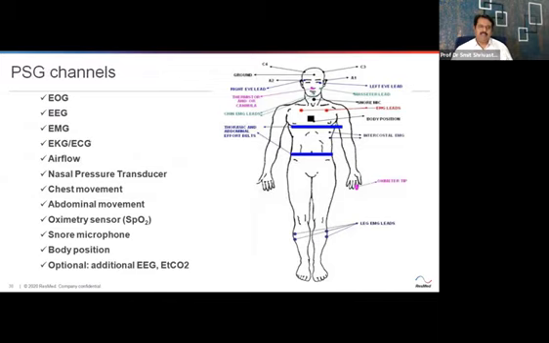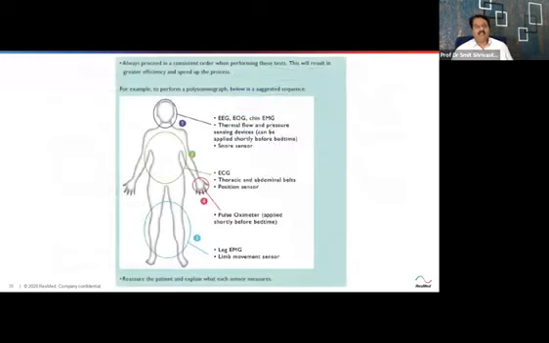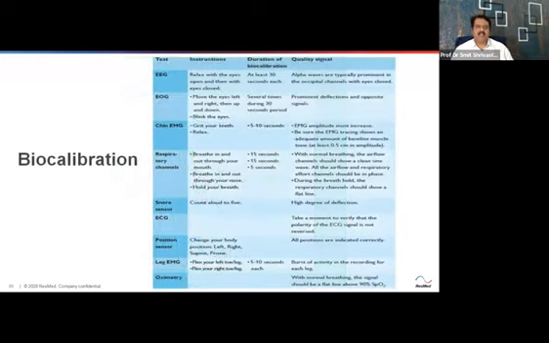The polysomnograph has, from tip to toe, movement of the eyes, EEGs, EMGs, ECGs, air flows, nasal pressure transducers, the chest movement, the abdominal movement, oximetry sensors, snore microphone, body positioning, and how the legs are moving. So all these things are measured, recorded, and done.